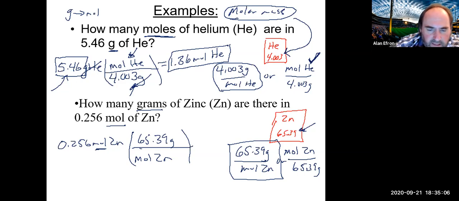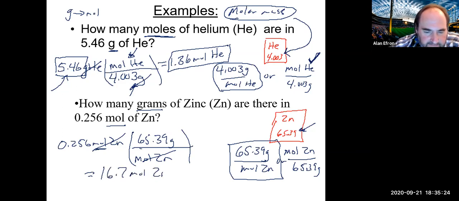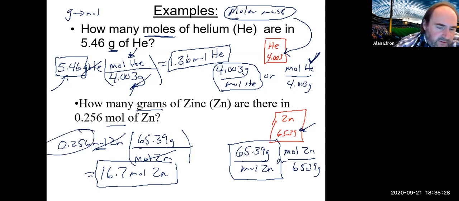So we will get the moles of zinc is 65.39 grams. The moles will cancel. We're essentially taking 0.256 times 65.39, and it looks like 16.7 grams of zinc. And again, 3 sig figs based off of that original number, which has 3 significant figures.